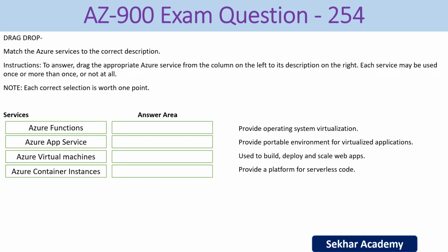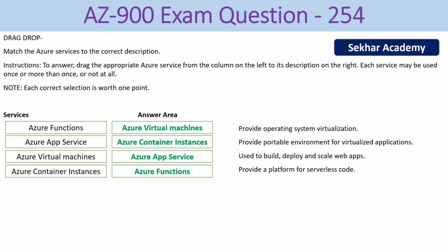Question number 254. Match the Azure services to each correct description. The services we have: Azure Functions, Azure App Service, Azure Virtual Machines, Azure Container Instances. The statements we have: provide operating system virtualization, provide portable environment for virtualized applications, use to build, deploy and scale web apps, and provide a platform for serverless code. Here are the right options in the answer area for each statement.